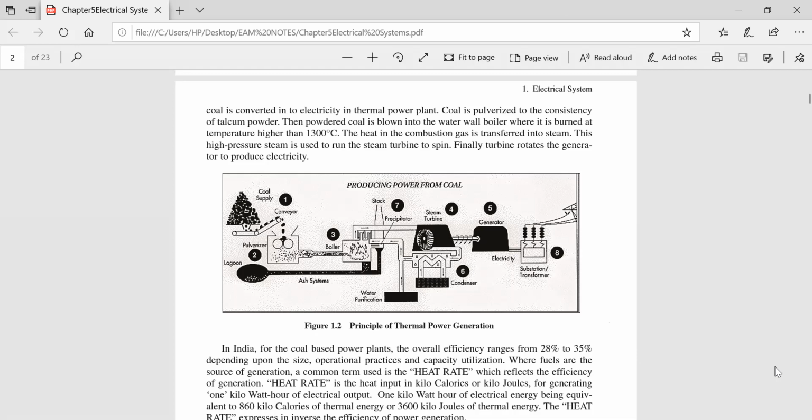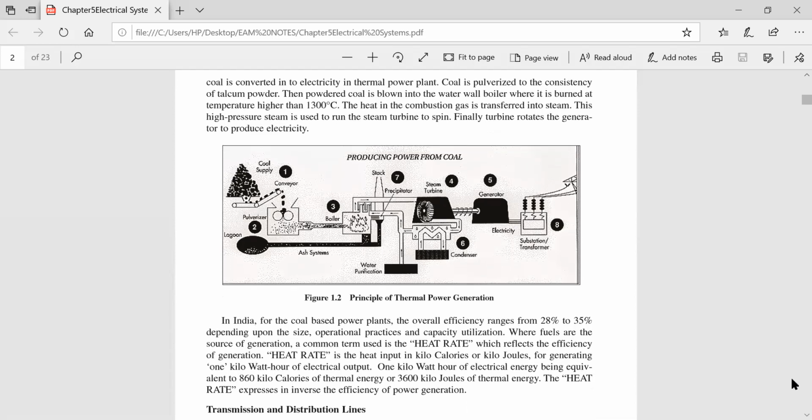So the heat rate is the heat input, which will be in calories or kilojoules. One kilowatt hour of electrical energy is equivalent to 860 kilocalories of thermal energy, or 3600 kilojoules of thermal energy. So basically, we are talking about heat rate, and it reflects the efficiency.